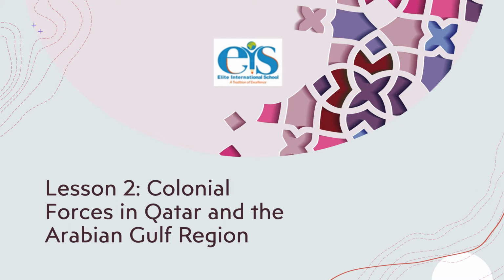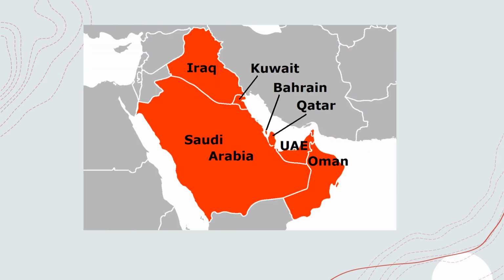So today we're going to review lesson 2, colonial forces in Qatar and the Arabian Gulf region, and we're going to solve the exercises. So the Arabian Gulf countries are Iraq, Kuwait, Bahrain, Qatar, United Arab Emirates, Oman and Saudi Arabia.